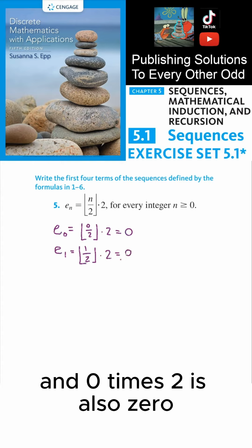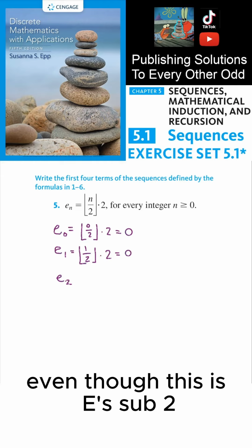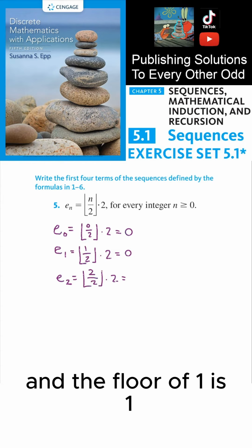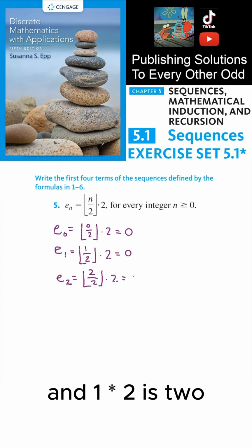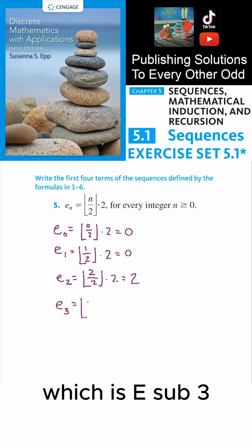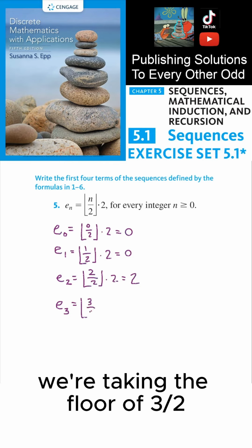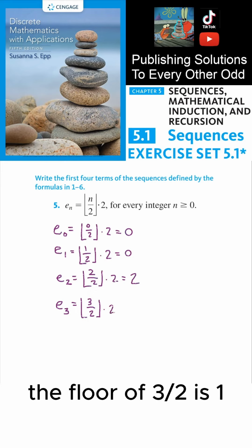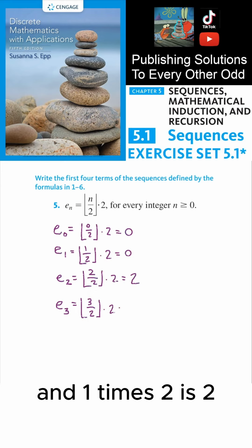The next term in the sequence, which is the third term, even though this is E sub 2, this is still the third term. Now this is the floor of 2 divided by 2, all times 2. Now 2 over 2 is 1, and the floor of 1 is 1, and 1 times 2 is 2. And for the fourth term, which is E sub 3, we're taking the floor of 3/2, and we're multiplying that by 2. The floor of 3/2 is 1, and 1 times 2 is 2.